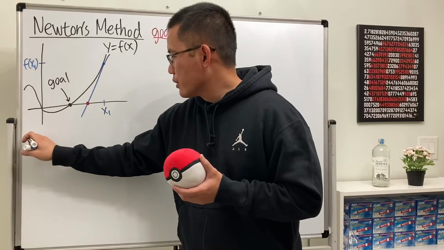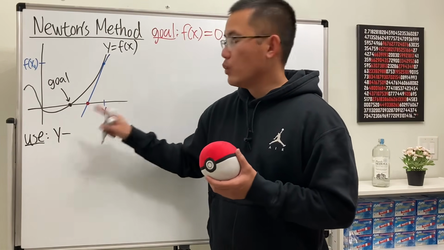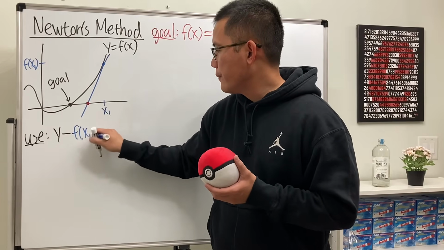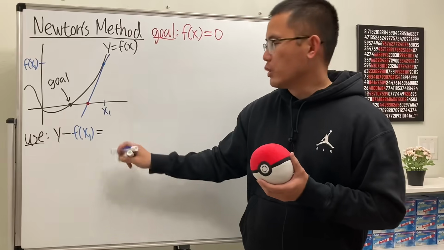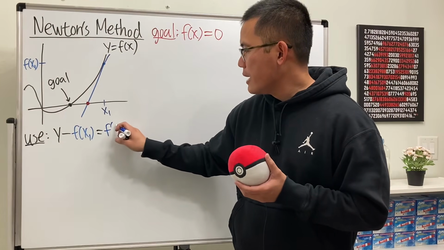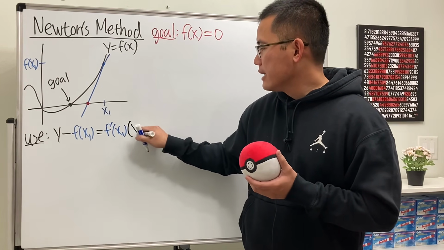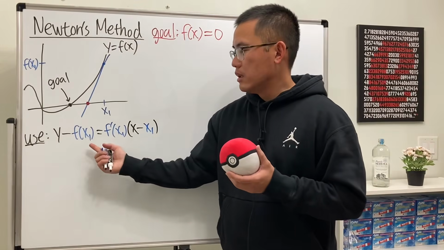So now I'm just going to write this down for you guys. We are going to use y minus y1, which is this right here, so that's f of x1. And then that's equal to the slope. And again, the slope is just the derivative, so I'm just going to put down f prime at x1. And then we have to multiply by x minus x1. And this is just the what?